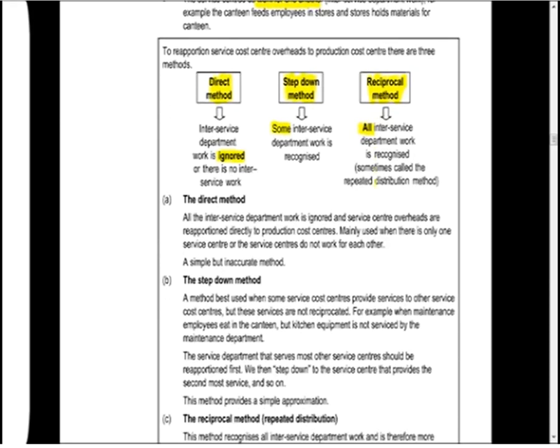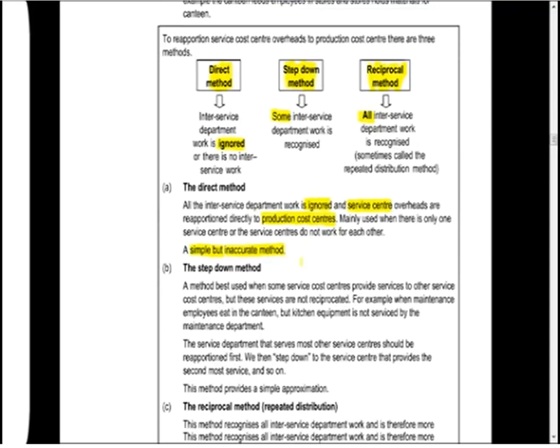So with the direct method, we ignore it, and the service centre overheads only get apportioned once to production cost centres. It's a simple, however slightly inaccurate method, which is fine if there is only one service centre or they don't do work for one another.